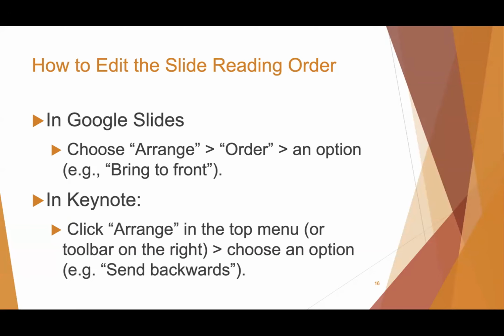If something's out of order, say the page number or the slide number is read before the text, you have to arrange it differently. In Google Slides, you choose arrange, order, and then you choose an option: bring it to the front, bring it to the back. In that case, I would click on the text box, select arrange, order, and then bring forward, because you want the title to be first, before the slide number.